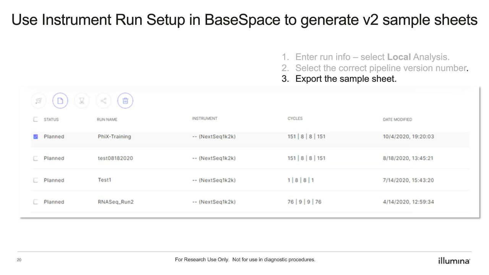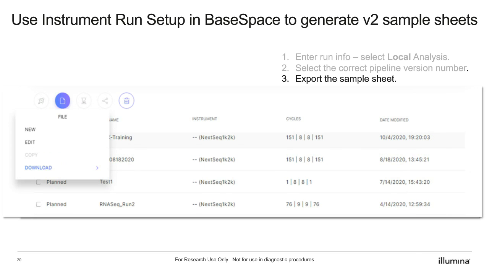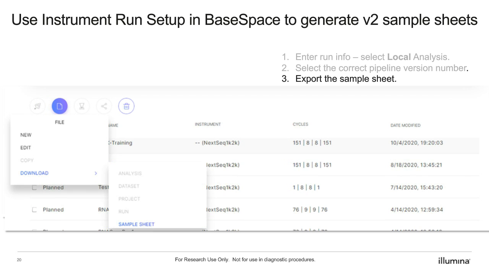Okay, so after configuring your analysis, you will go to the planned runs page to export the sample sheet. You're going to make sure that the checkbox next to the run is checked off. So here we see that the first run is checked off. Then you're going to click the File button, which is up here at the top. You're going to select Download, and you're going to select Sample Sheet. That will allow your V2 sample sheet to be exported.